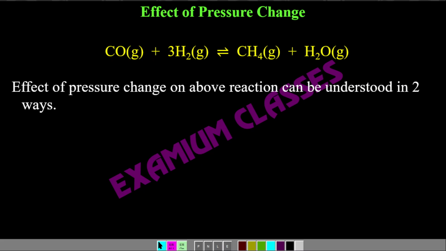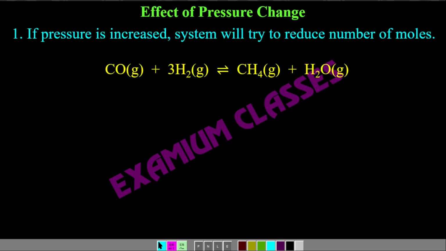So the effect of pressure change on the above reaction can be understood in 2 ways. How can we understand it? First is the number of moles. How many moles do we have here? 4, that is 1 plus 3 gaseous moles only, and here we have 2. So if we increase the pressure, this reaction will go in the forward direction. The first way I have already explained. If you increase the pressure, the reaction will go in the forward direction.